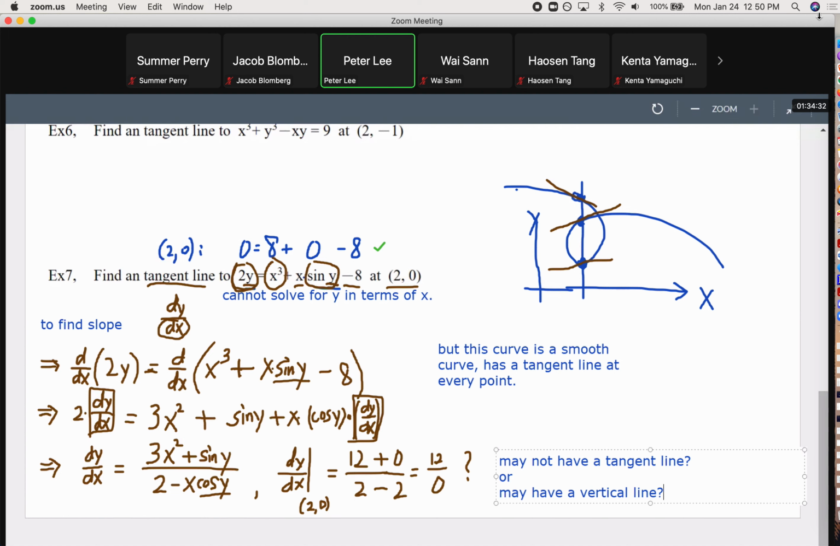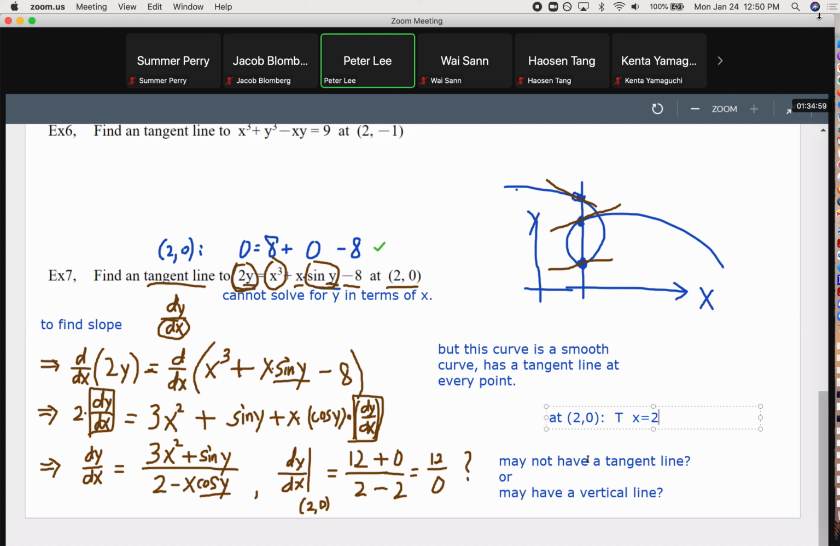In this case, what is the tangent line going to be? The tangent line has to be at what? What is the point here? At 2, 0. So what is the tangent line at 2, 0? The tangent line is going to be x equals 2.